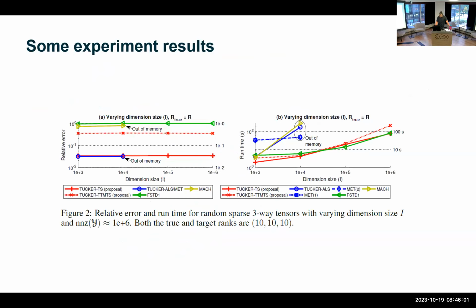The results here, the key takeaway is basically that we can get good accuracy and good speedups. I think what we decomposed here was a tensor that had about 1 million non-zeros, and the target decomposition rank was 10, 10, 10, so Tucker rank 10. Along the x-axis is the size of the dimension, from 1,000 up to 1 million. The solid red line is our method, and the relative error is on the y-axis. So basically we get competitive accuracy, but also better scaling than the competing methods.